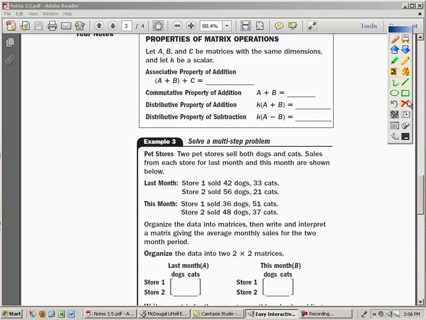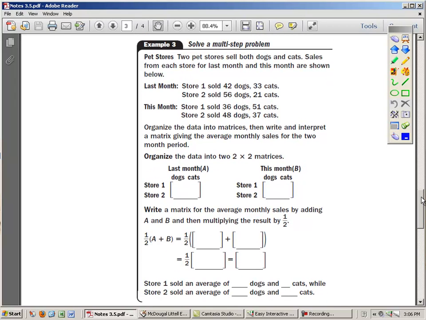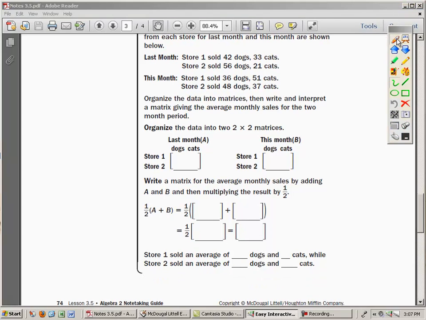All right, so let's take a look at a story problem here. It says 2 pet stores sell cats and dogs. Sales from each store last month and this month are shown below. Last month, store 1 sold 42 dogs, 33 cats. Store 2 sold 56 dogs and 21 cats. So we're going to organize the data for last month into a matrix, and we're going to call that matrix A. The store is going to be the row, and the column is going to be the number of dogs and cats. So for store 1, we should have 42 dogs, 33 cats. So 42 and 33. For store 2, they sold 56 dogs and 21 cats.